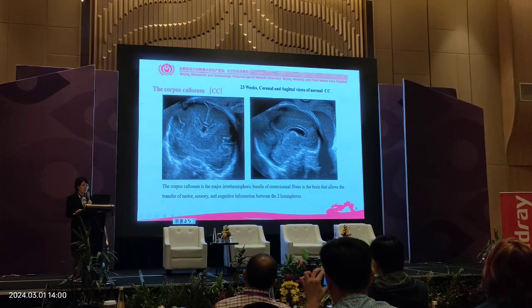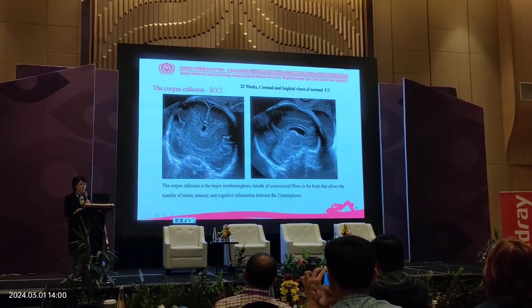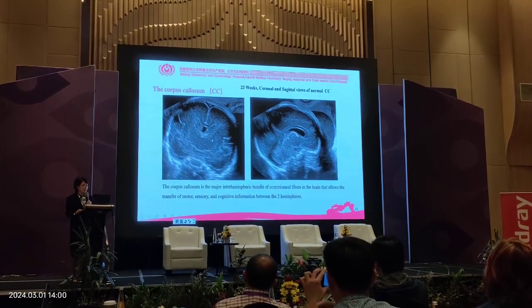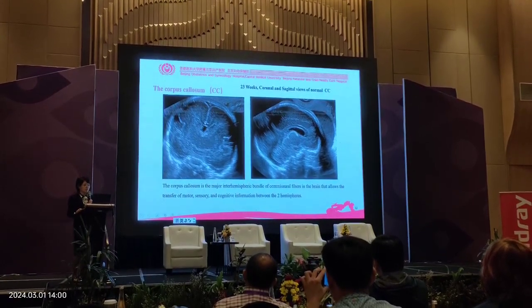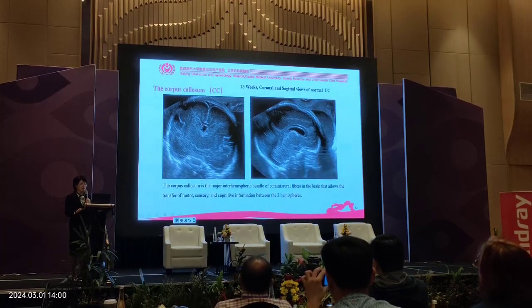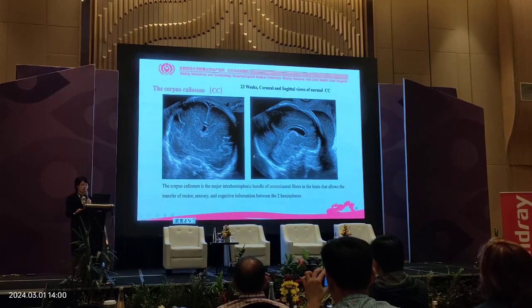This one is 23 weeks for the corpus callosum. Is it normal or abnormal? It's normal. It's the coronal and sagittal view of a normal corpus callosum.